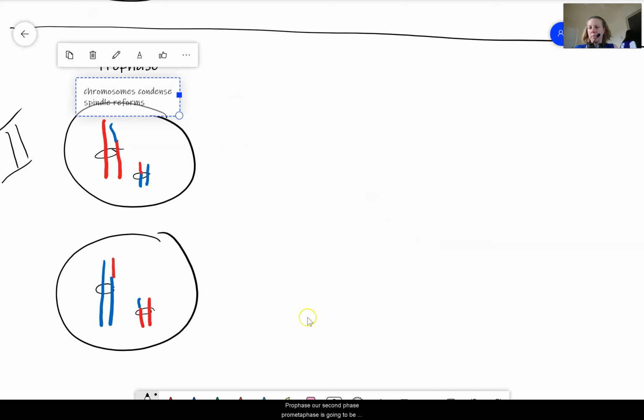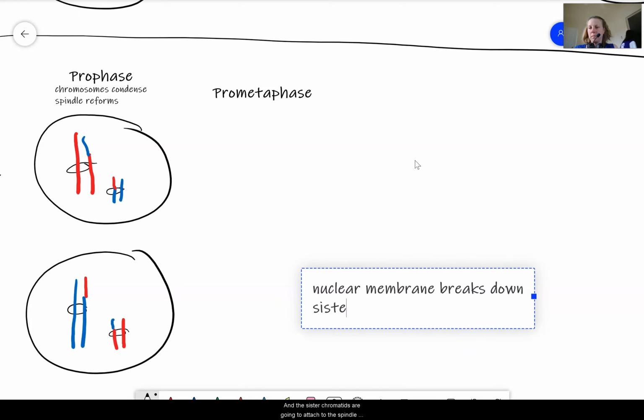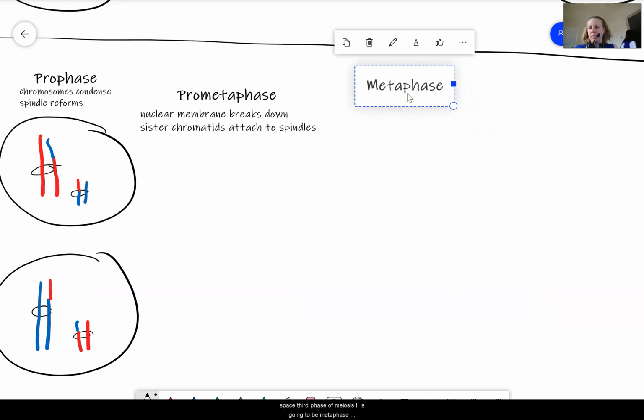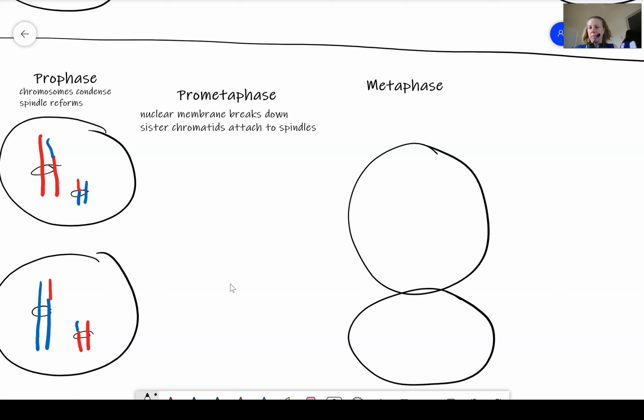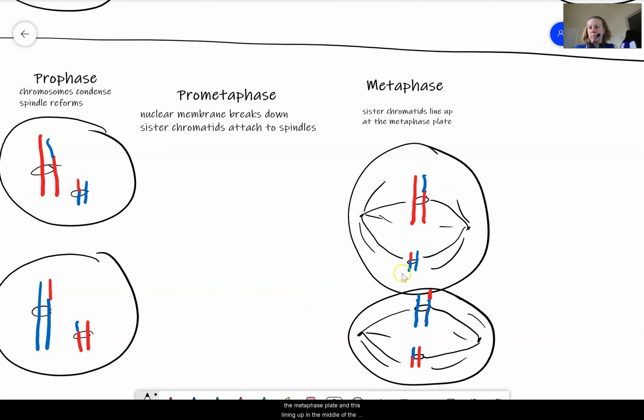So here's prophase. Our second phase, prometaphase, is going to be very similar to what we saw before. Again, the nuclear membrane is going to break down, and the sister chromatids are going to attach to the spindles. The third phase of meiosis 2 is going to be metaphase. Metaphase is going to look very similar again. Still, we have two cells like this. Our sister chromatids are going to line up at the metaphase plate, and this lining up in the middle of the cell is going to set us up for anaphase, where those same sister chromatids are going to get pulled apart.